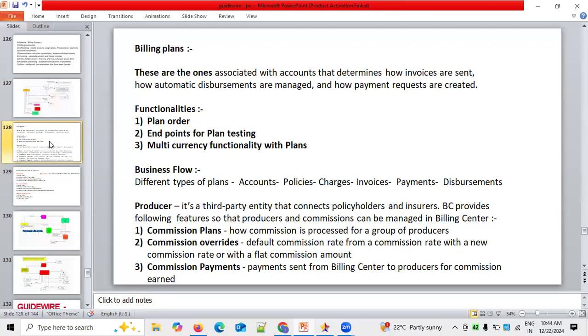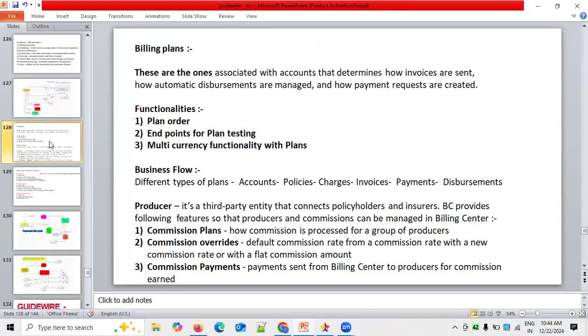In this, it is personal property, commercial property, right? It can be compensation, workers' compensation. Right? Different plans we have. So plans have to be identified. What are the different policies we have, followed by the charges that are incurred for that, and what are the invoices that we are creating, followed by the payments and distribution. So this is a business flow from the billing center point of view.